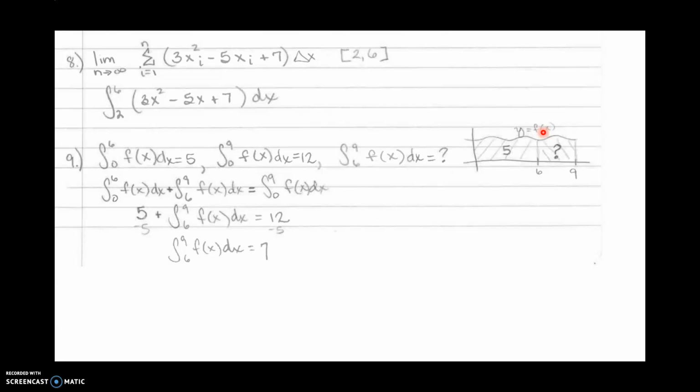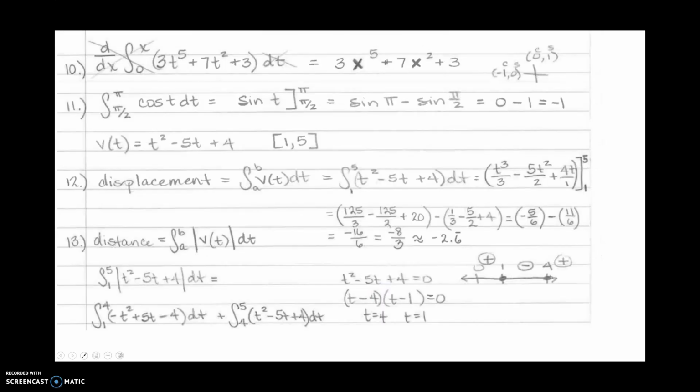All right, then for number 10, we were working with the definition of the fundamental theorem of calculus. It had two parts, part 1 and part 2. So number 10 deals with the first part. It says, find the derivative of the function. If you take the derivative of an integral, they cancel each other out. They undo each other.